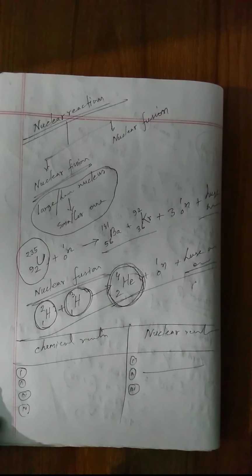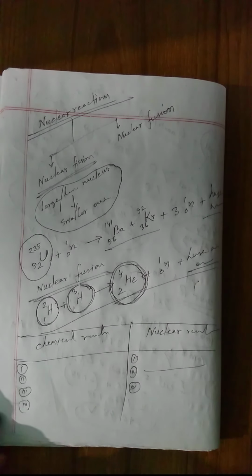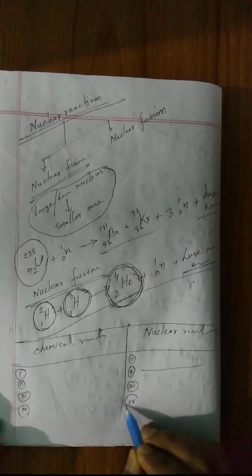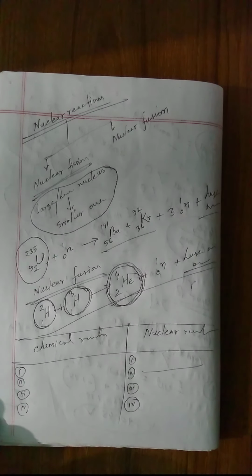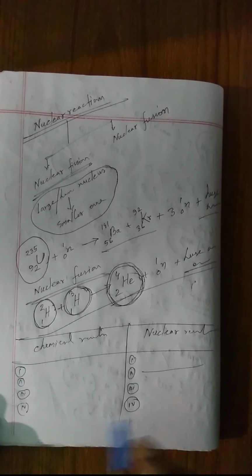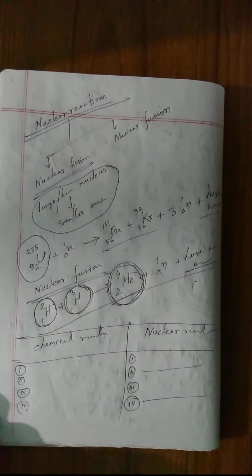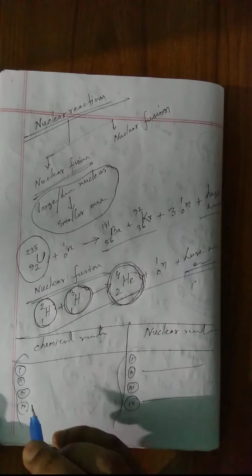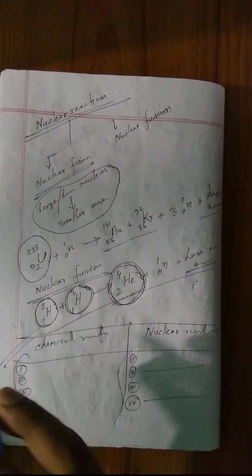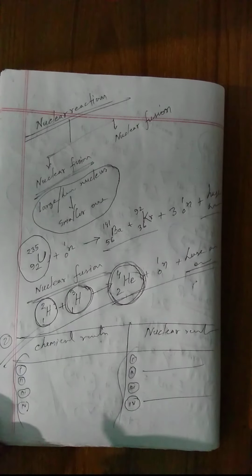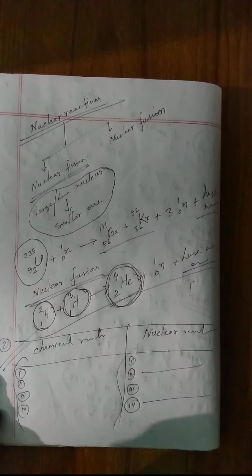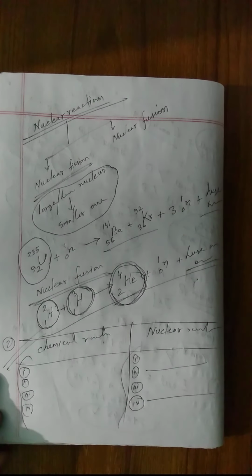In chemical reaction the number of protons is unchanged, and in nuclear reaction the number of protons is changed. So this is the change of number of protons, and these are the differences between chemical reaction and nuclear reaction. So this is very important for a 2 marks question, that means a comprehension based question. So I think all of you have understood this, so be serious about your study and be safe.